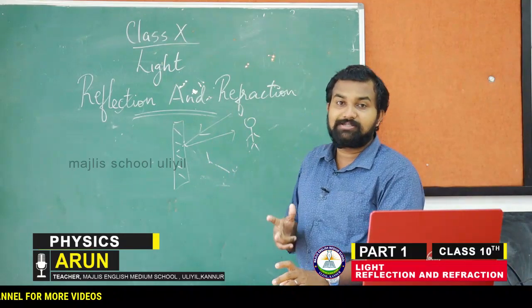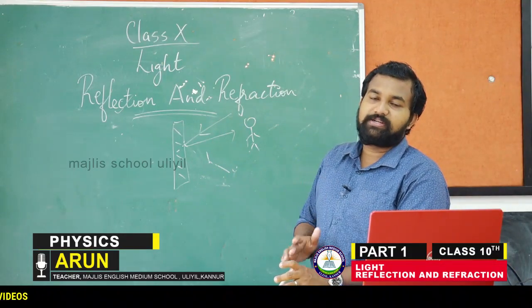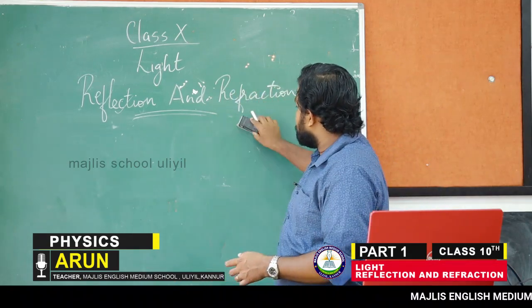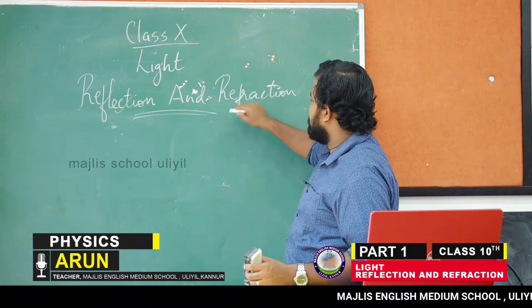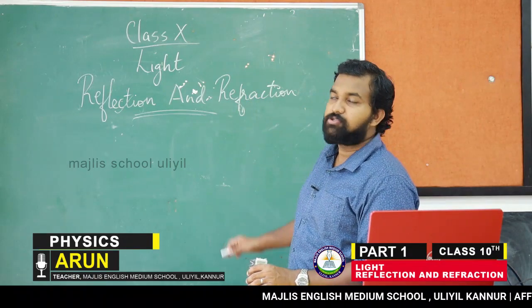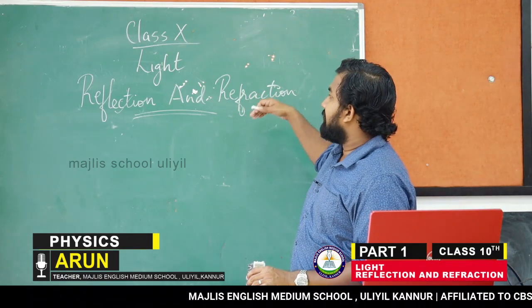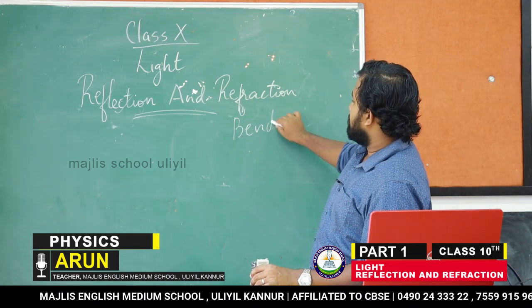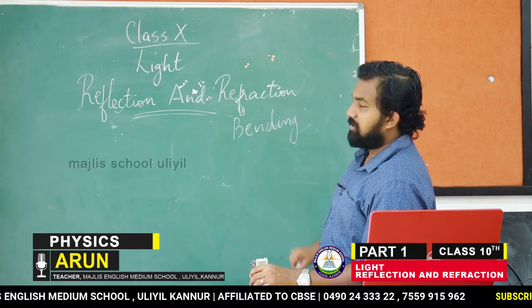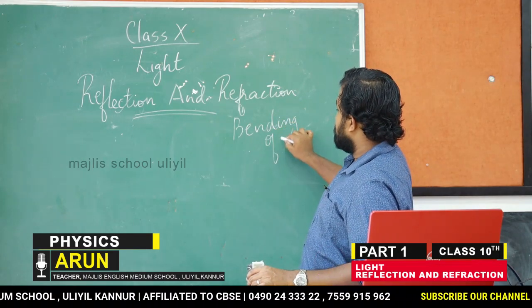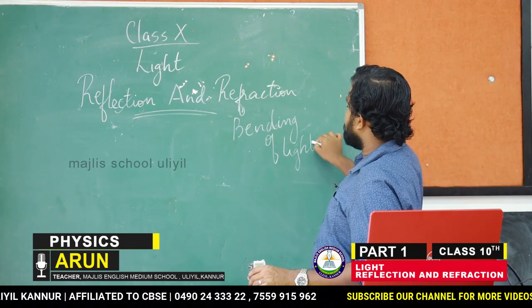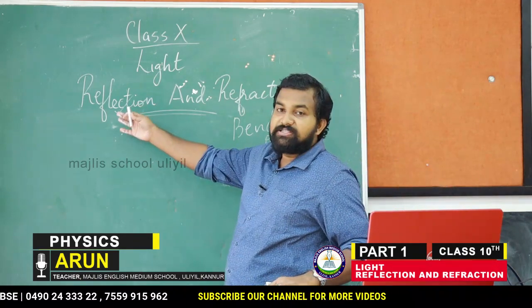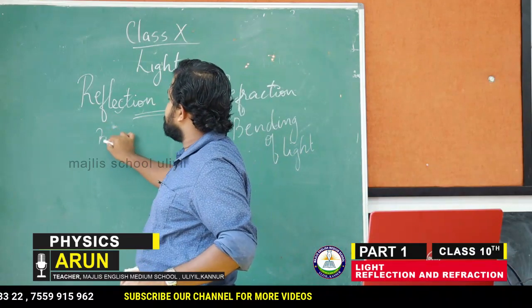So reflection is the bouncing back of light, which we have studied in the lower classes, and refraction is a new term which we will be studying this year in this chapter. It's also a phenomenon of light, and refraction means bending of light. I'll discuss it in detail in the next classes. Why it is bending, etc., we will be discussing in the coming classes.